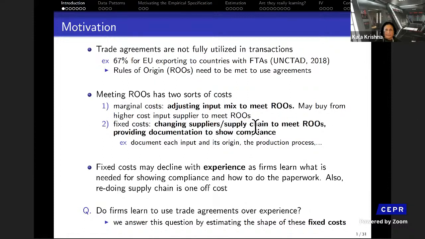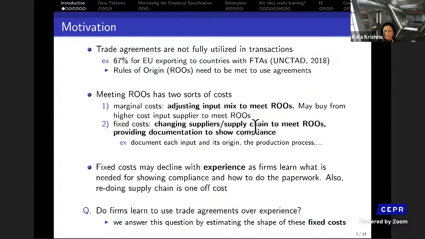So, for example, with the EU, in the UNCTAD reference here, 67% of EU exports to countries with FTAs invoked preferences; the rest didn't. In some earlier FTAs, the fraction of transactions invoking preferences was extremely low, sometimes 30%. Rules of origin need to be met in order to invoke preferences, and these rules of origin are basically the heart of the FTA. After 200 pages of the treaty, rules of origin.